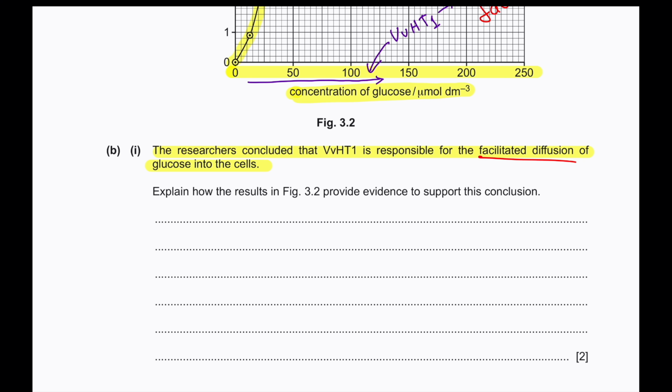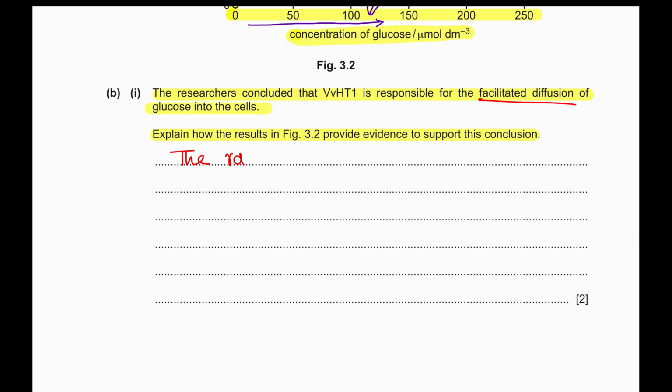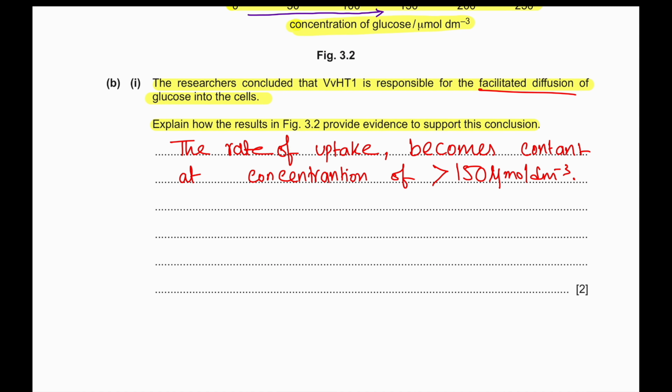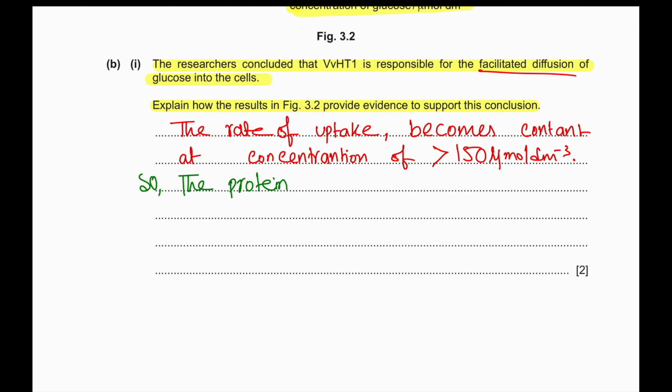Now the question says, explain how the results in figure 3.2 provide evidence to support this conclusion. So the answer can be written as follows. The rate of uptake becomes constant at concentration greater than 150 micromole per dm cube. So the protein carriers are working at their highest rate, or we can say they are saturated.